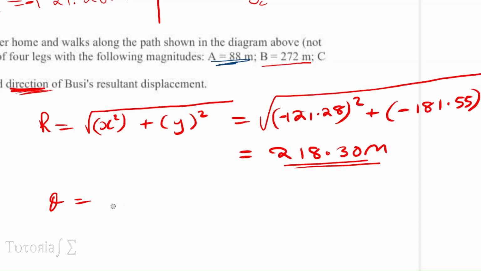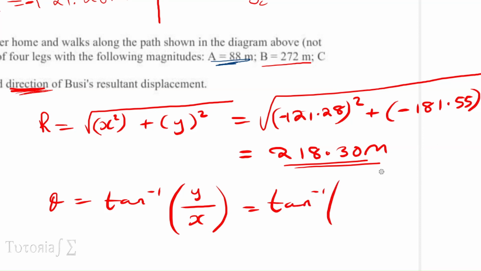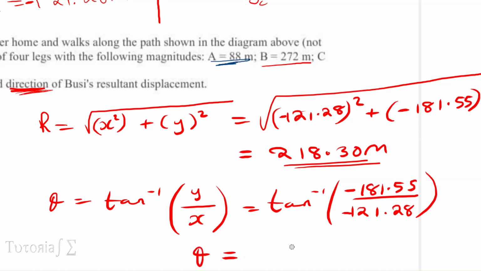Then we can find the angle, the direction, which is theta equal to tan inverse of the y component over the x component, which is tan inverse of negative 181.55 over negative 121.28. When you simplify that, your theta would be equal to 56.25 degrees. So that is your direction.